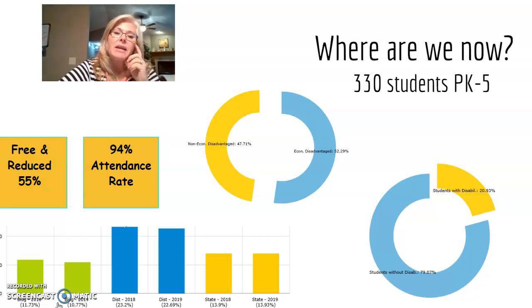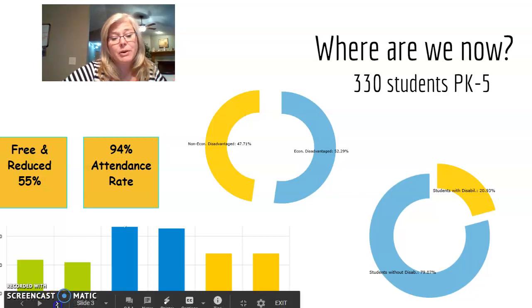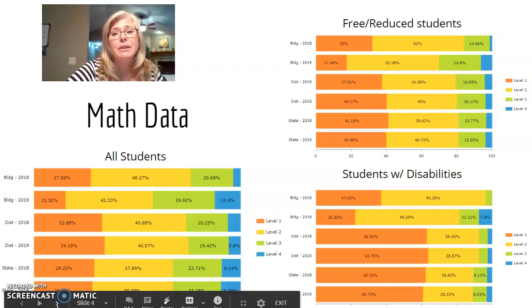Looking at our economically disadvantaged and non-disadvantaged students, we have 52% socially economically disadvantaged students. We know that number's high. We see it. We hear it. We know where our kids come from. This one you may not know. Almost 21% of our clientele has a disability of one type or another. What does our data look like?